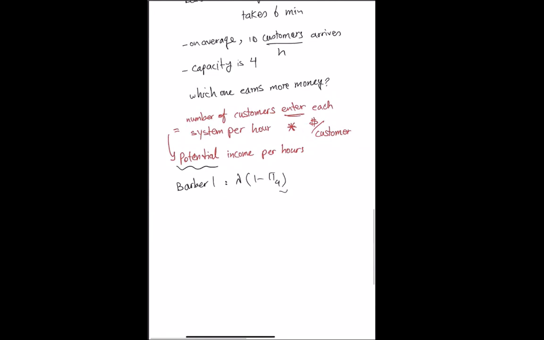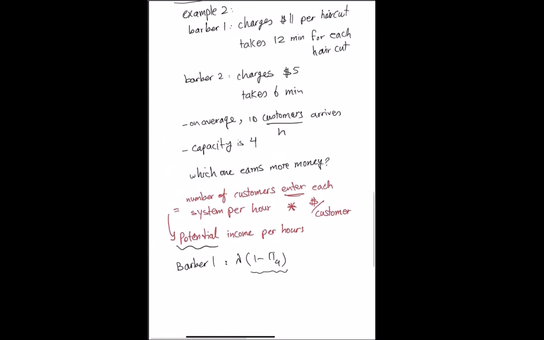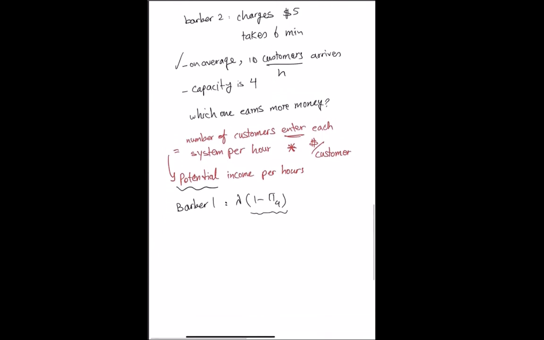Pi 4 is the percentage of the time that the system is not full and everyone arriving can enter. So lambda, the rate of arrival, multiplied by 1 minus pi 4 gives me the rate of entrance to the system. For Barber 1, the rate of arrival is what? 10. For both of them, on average, 10 customers per hour arrive. So that's going to be 10 multiplied by 1 minus pi 4.